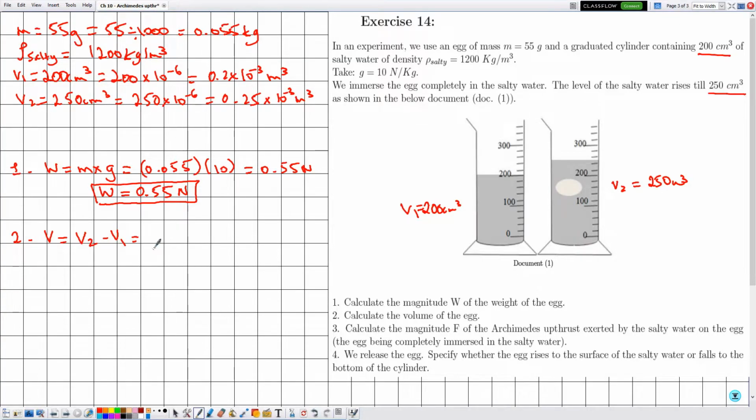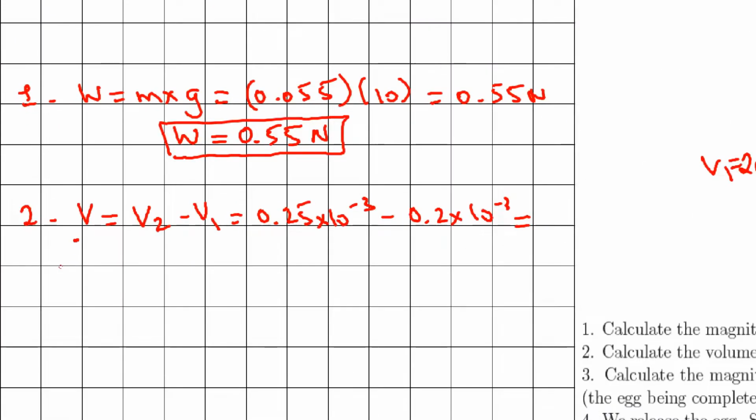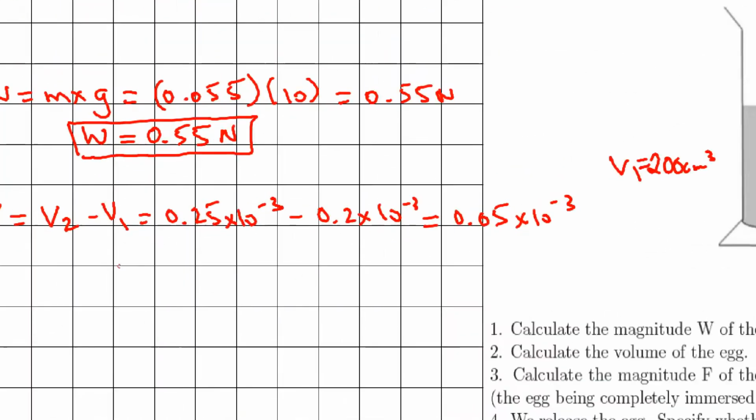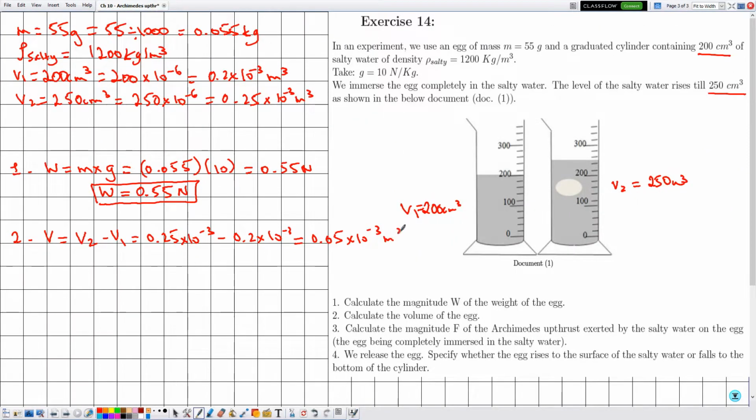So the volume V2 is given by 0.25 times 10 to the power minus 3, and the volume V1 is given by 0.2 times 10 to the power minus 3. Then the volume V, after we plug this into the calculator, is given by 0.05 times 10 to the power minus 3. Since both volumes are expressed in meter cube, the volume V will be expressed in meter cube. So the volume V is 0.05 times 10 to the power minus 3 meter cube.